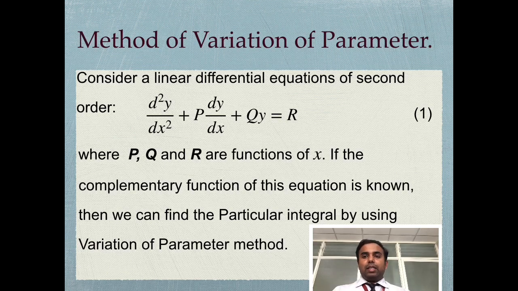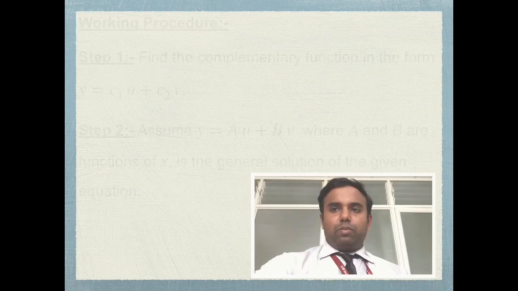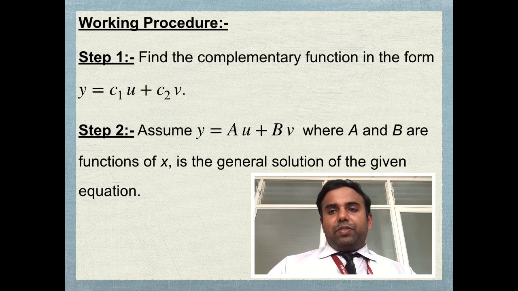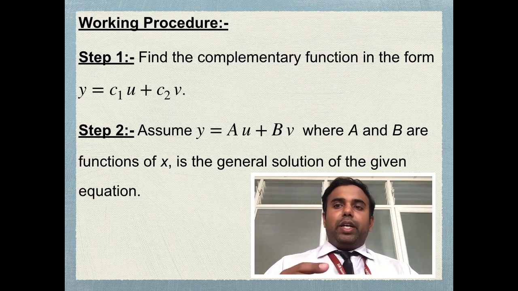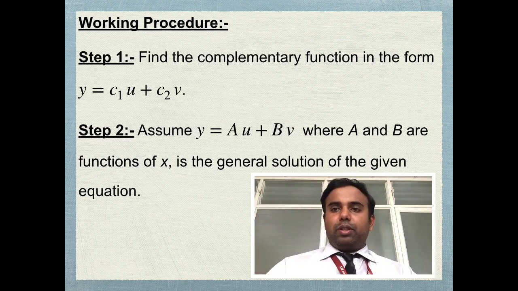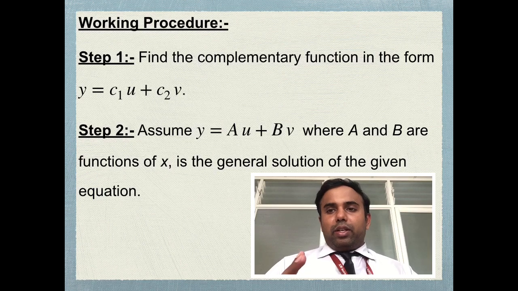Whenever I say x, it denotes the independent variable. If the complementary function of this equation is known, then we can find the particular integral by using the method of variation of parameter. In the next stage, we will look into the working procedure of finding the particular integral using the method of variation of parameter. Just like the first three types of finding solutions to the non-homogeneous differential equation, we will first find the complementary function of the given equation.